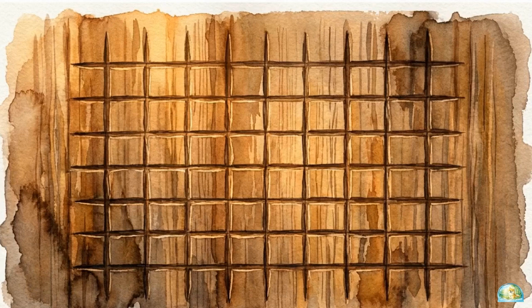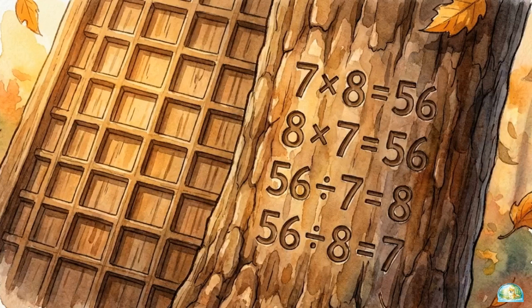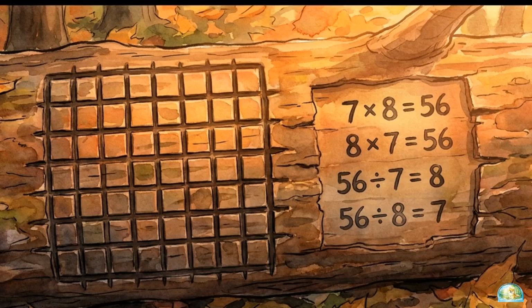Rotating the perspective gives 8 rows of 7, which also equals 56. The related division equations use the same 3 numbers. 56 divided by 7 is 8, and 56 divided by 8 is 7. Understanding these fact families gives us a complete mathematical system. Any 3 related numbers can answer multiple questions from different angles.